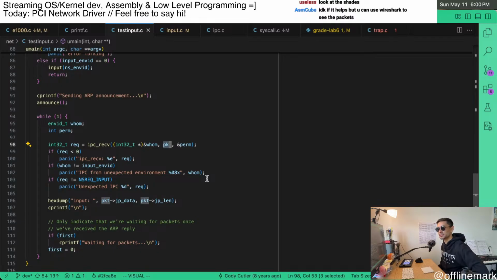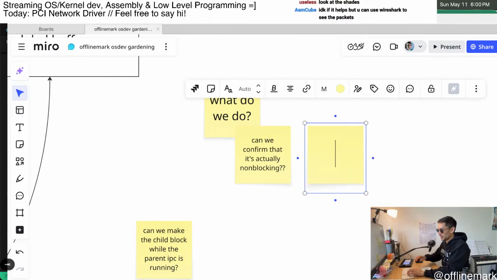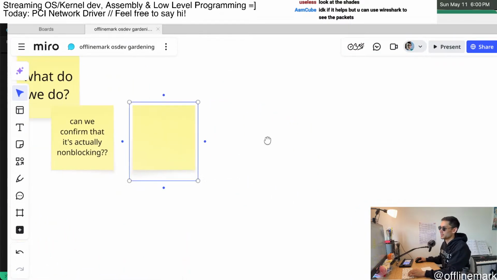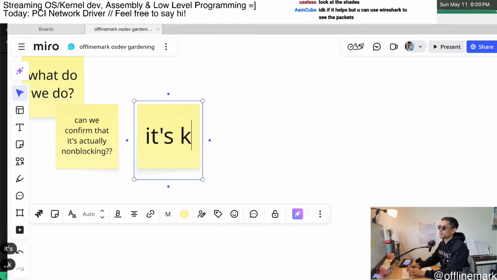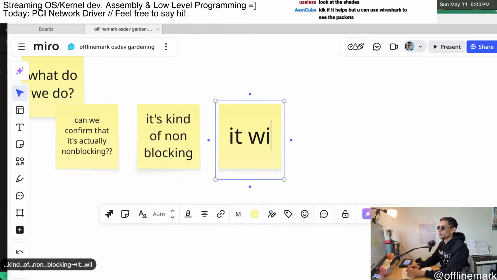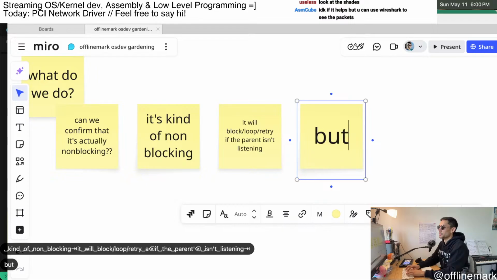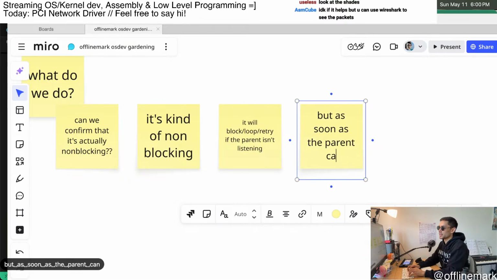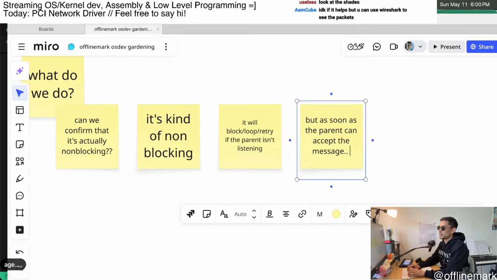So how do we fix this? Maybe just back to here to answer the questions. Okay, so what was the conclusion? It's kind of non-blocking. It will block, loop, retry if the parent isn't listening, but as soon as the parent can accept the message, we continue after the send.